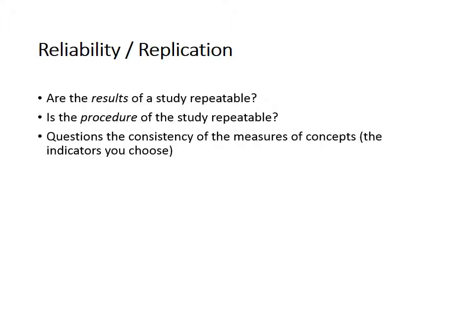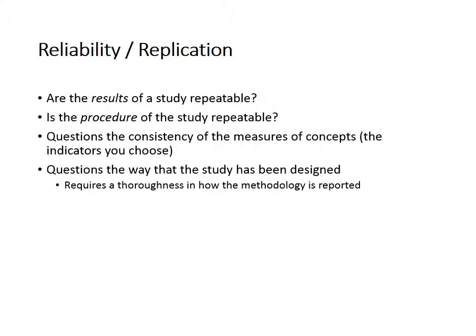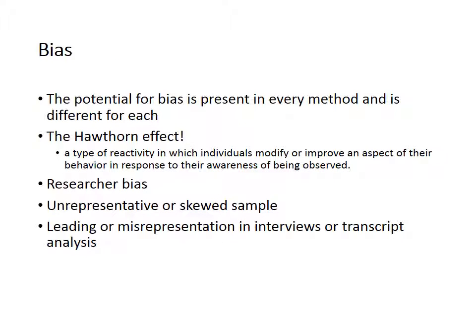This issue around reliability and replication questions the consistency of the measures, the indicators that you choose, the questions that you use, and the way in which the questions have been framed. We need to be thorough in our reporting of our methodology, in how we selected our participants, what our sample was. But we need to remember that we will introduce bias.